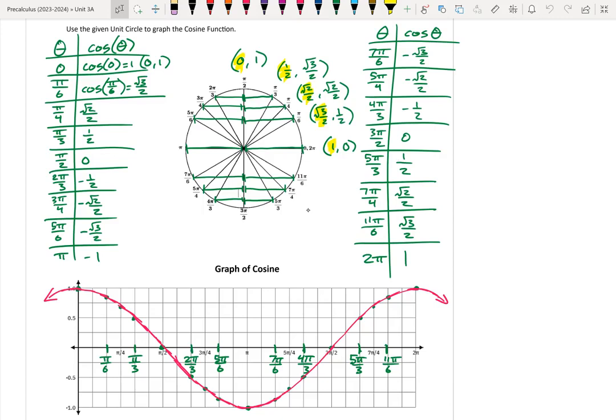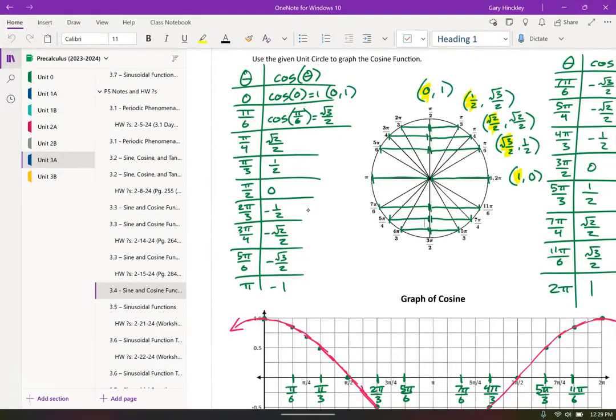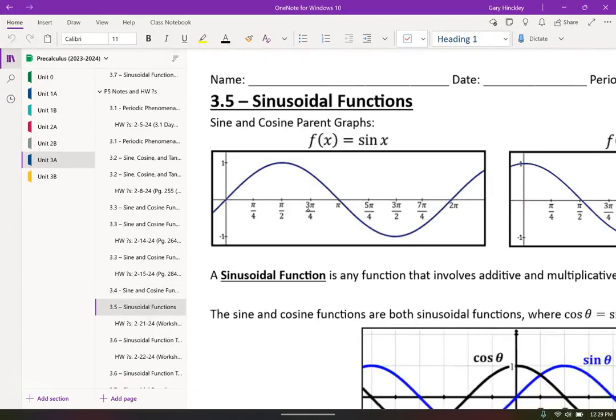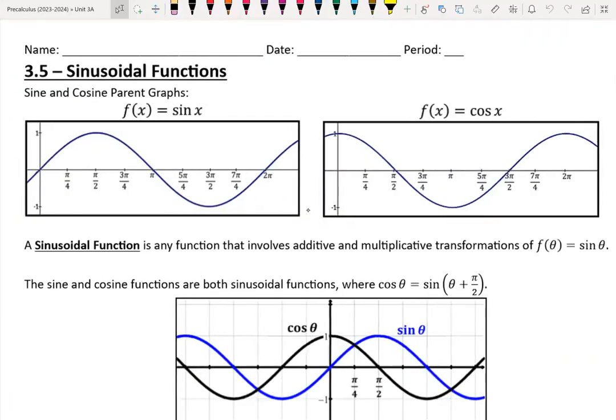But again, that would be using the horizontal distances at each of the points. And we have our full table going through there, all the way from 0 to 2 pi. 0 at 1 and 2 pi again at 1. So today we're going to be looking at different characteristics of the sine and cosine functions. So again, these are our sine and cosine functions, the parent functions of sine and cosine.